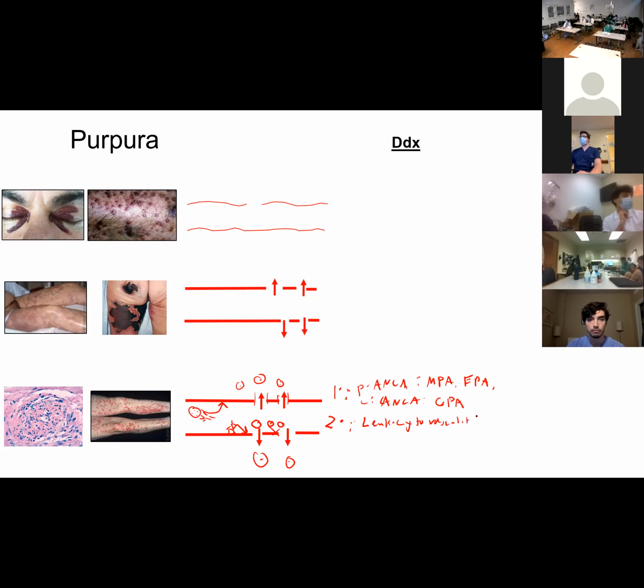But in this differential, there's a lot of different things I can call it. So what would you be concerned about if someone comes in, an IV drug user, has a transaminitis, and then has this rash?